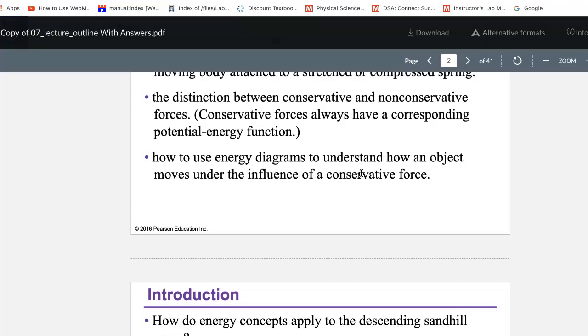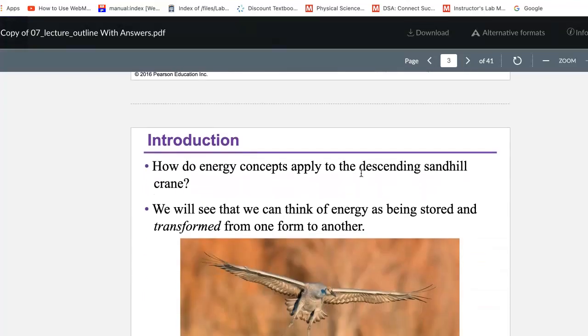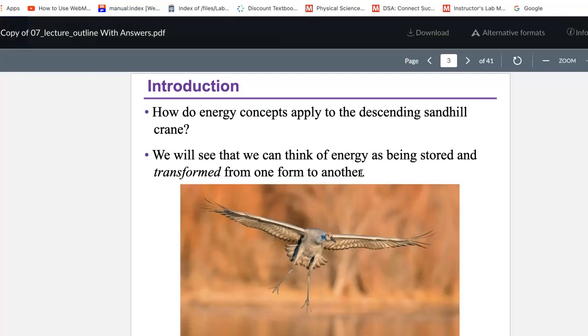a conservative force. And we are going to start now, and maybe this is one of the introductions, related to anything, it doesn't need to be a sandhill crane, it can be anything that is changing its vertical position, how this is going to be reflected on its energy, and how it's going to reflect on transforming the energy from one form to another.